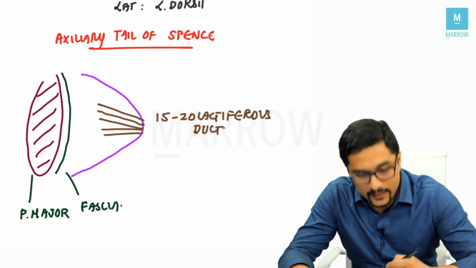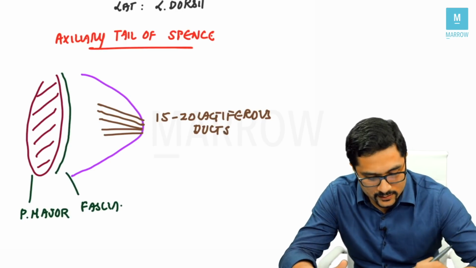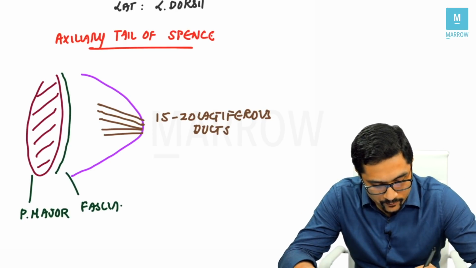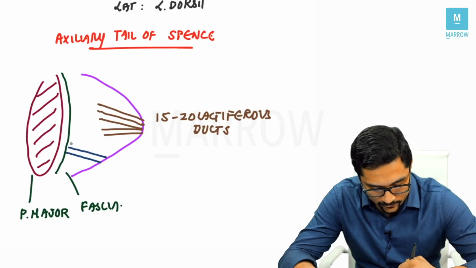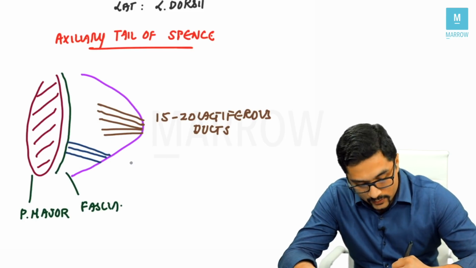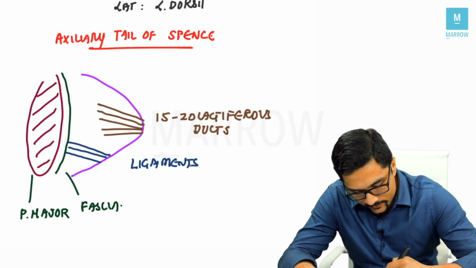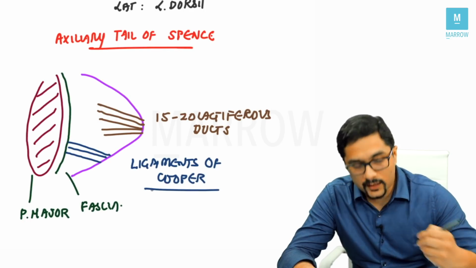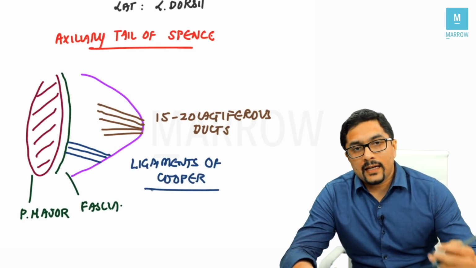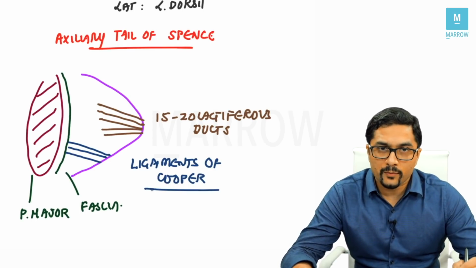And in addition to that, to support the architecture of the breast or to give shape to the breast, there are ligaments of Cooper. So there are ligaments of Cooper which you can see are arising from the fascia and they are getting attached to the skin. These are the ligaments of Cooper, and they are the ones which support the breast. They are more present in the lower aspect of the breast.